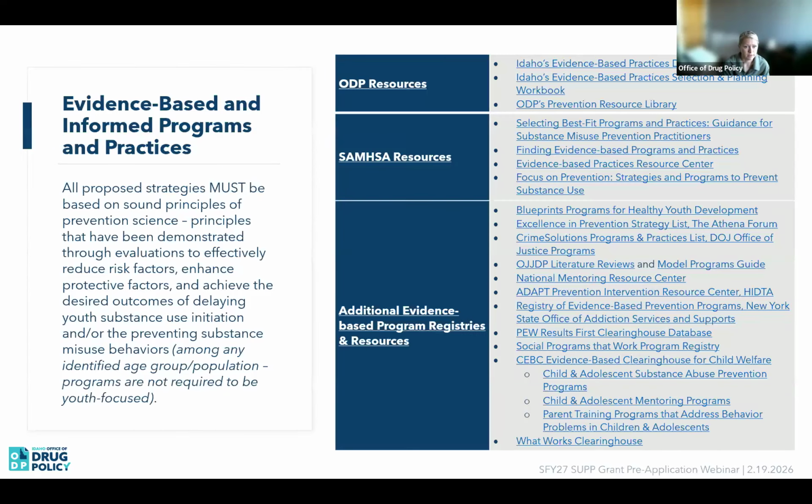And then the second part of the eligible programs is that all proposed strategies must be based on sound principles of prevention science, principles that have been demonstrated through evaluations to effectively reduce those risk factors, enhance protective factors, and achieve those desired outcomes. Please note the desired outcomes of delaying youth substance use initiation and/or preventing substance misuse behaviors are among any identified age group or population.